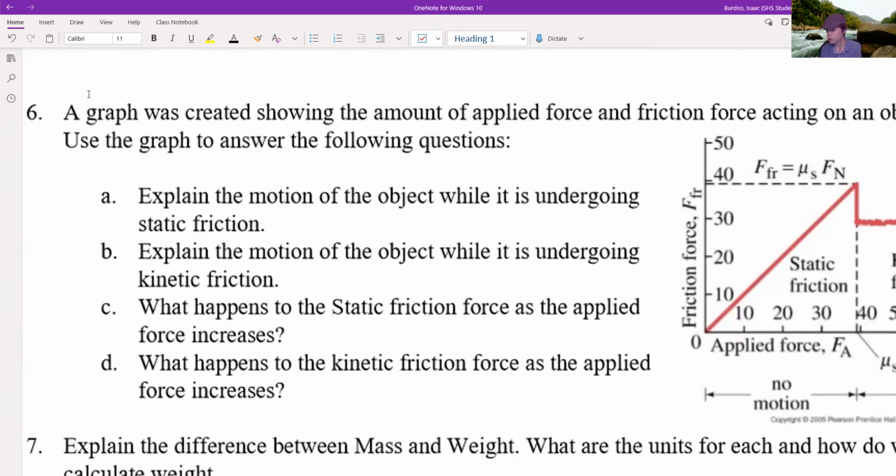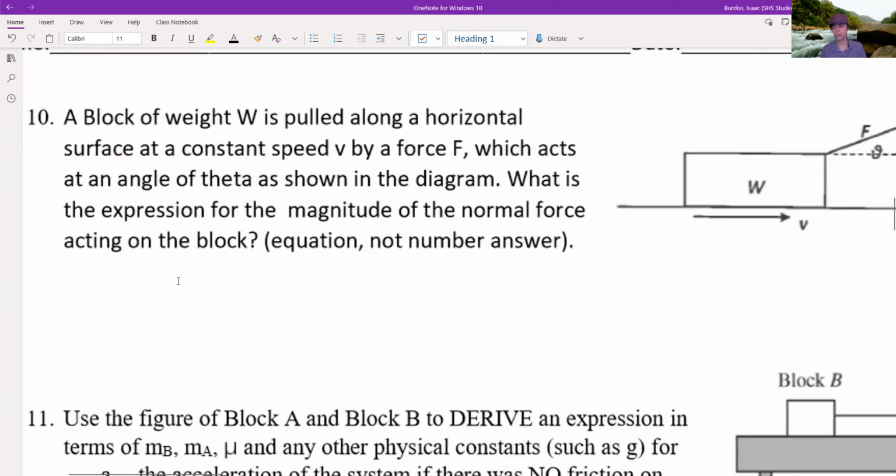I'm not going to do all of these, but let's see here. All right, let's look at number 10.